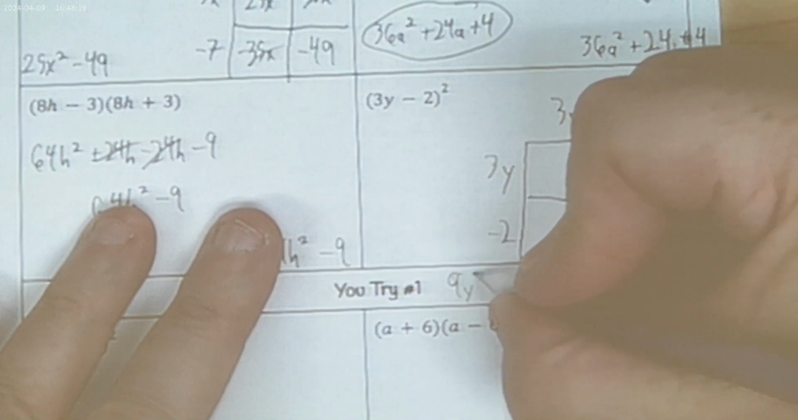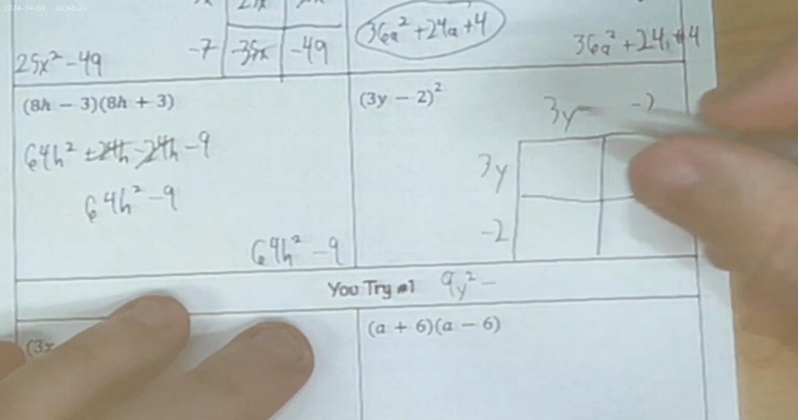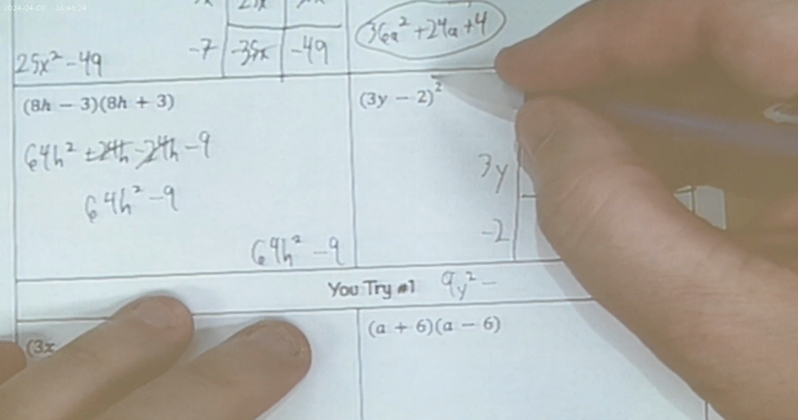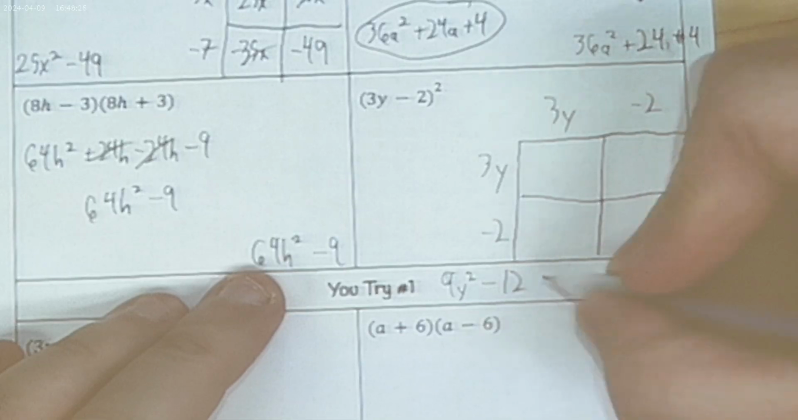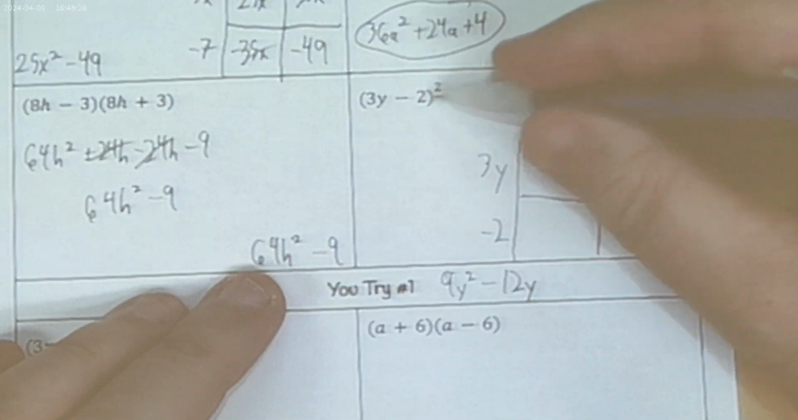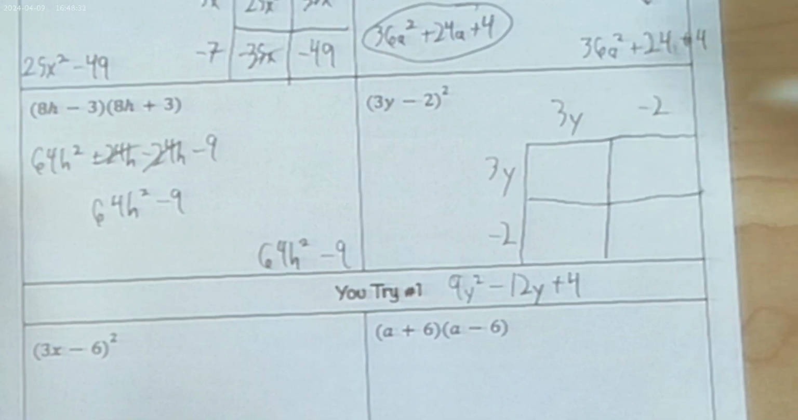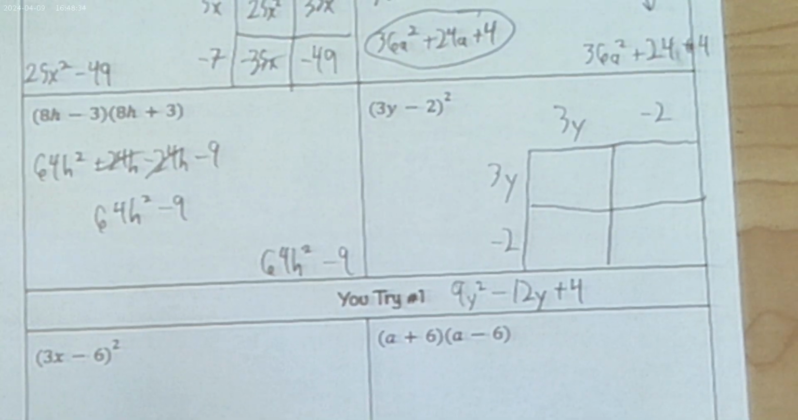So 9y squared minus 2ax. So minus 2 times 3 times 2. So minus 12y minus a squared. So that's plus 4. Okay. All right. I think I've got this. I think I've got it all right.